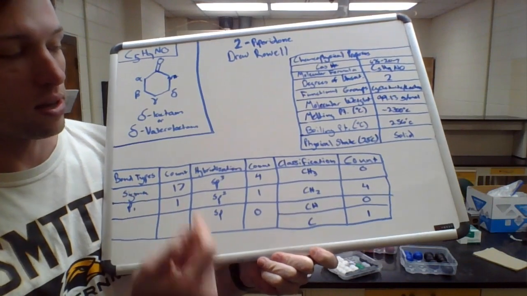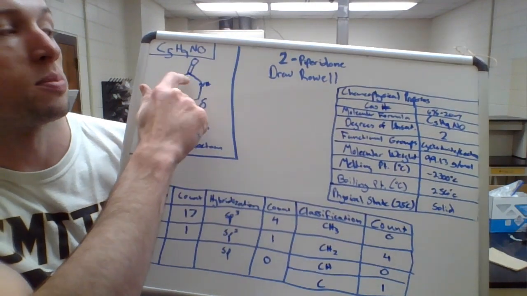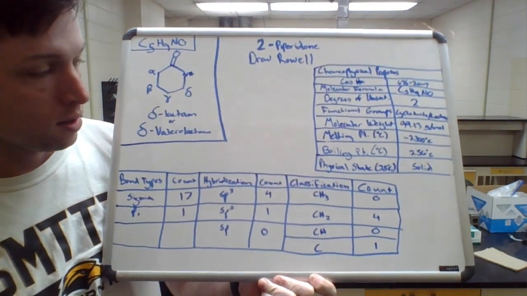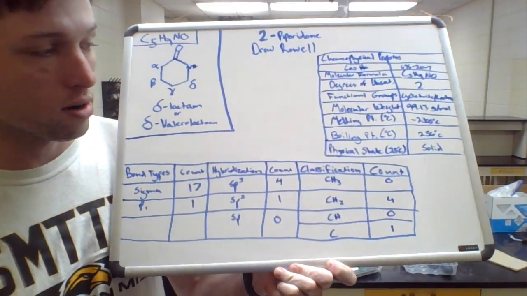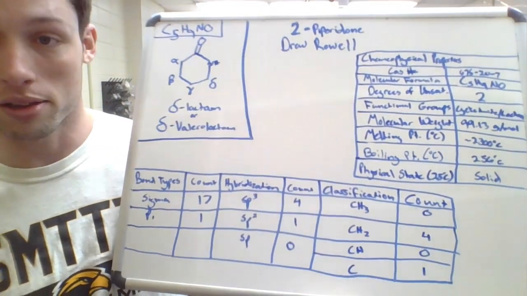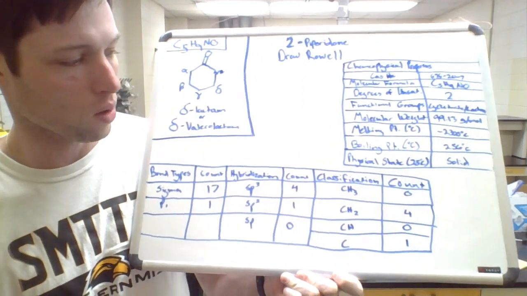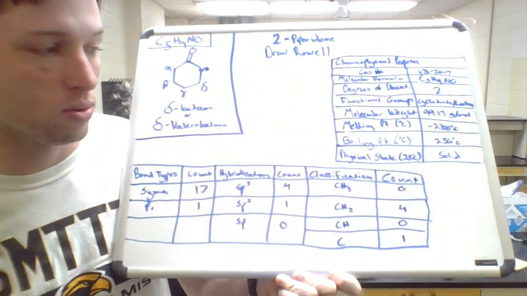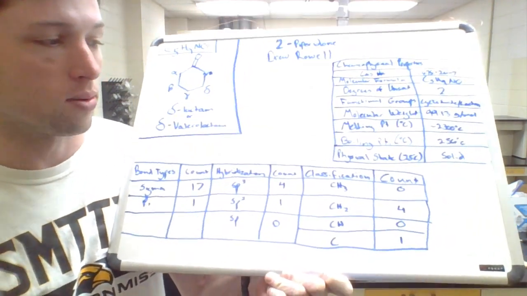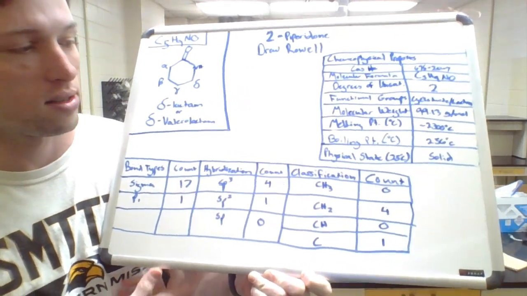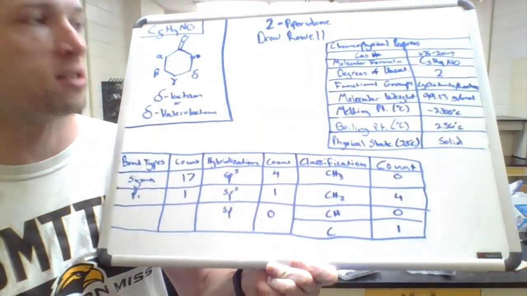Hybridization. So we have 4 sp3 hybridized carbons and 1 sp2 coming from the carbonyl. We have our classifications of carbon over here. So we have no CH3, so no methyl groups, which is usually common for a ring system. We have our 4 CH2s, which we would call methylenes. We have 0 CHs or methynes, and then we have 1 quaternary carbon, which again is coming from our carbonyl.